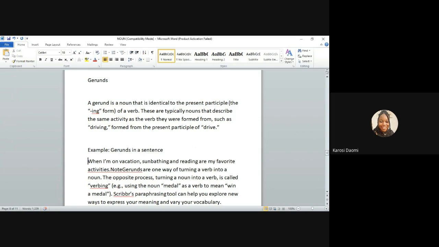So examples of gerunds in a sentence, you have: when I'm on vacation, sunbathing and reading are my favorite activities. So what are the names of the favorite activities that this person likes to do on vacation? So that is a gerund, the name of an action. So identify the gerunds in this sentence. Just type it in the chat box.